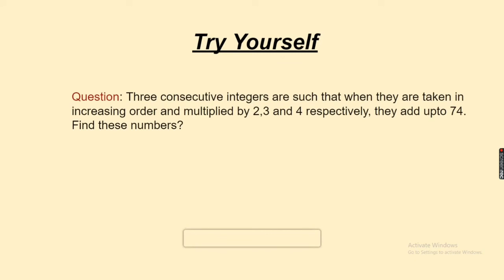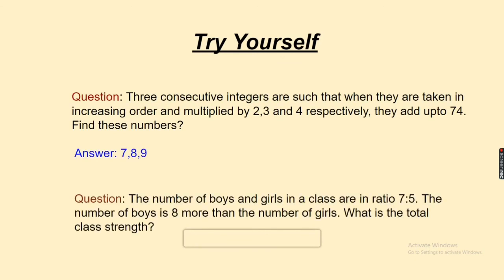So friends, it's all for today. Now I am providing you 2 statement sums which you have to solve yourself. Here I am also providing you the answers to check your answer. Okay, so here is the statement of the first sum. The 3 consecutive integers are such that when they are taken in increasing order and multiplied by 2, 3 and 4 respectively, they add up to 74. Find these numbers.